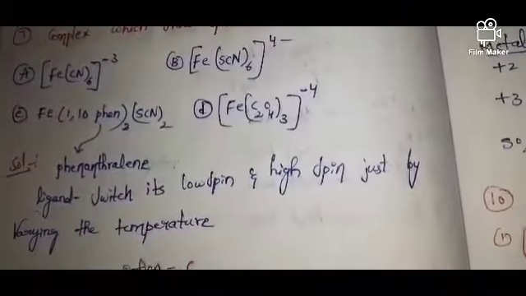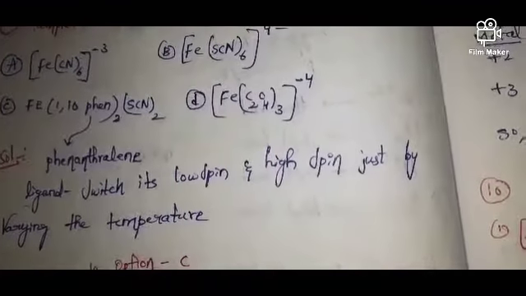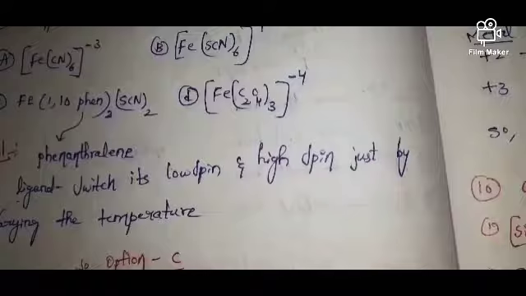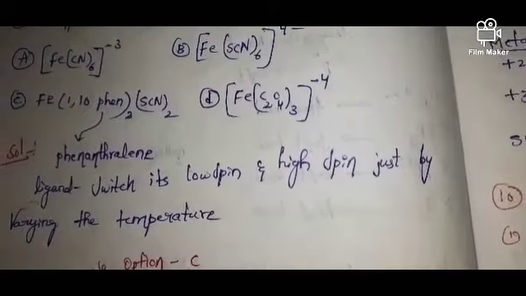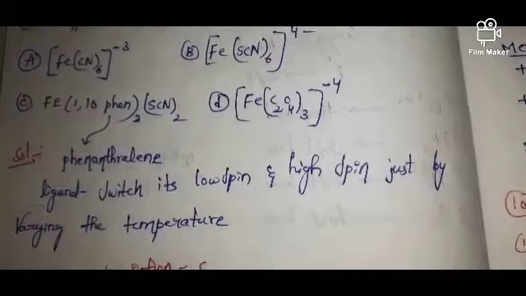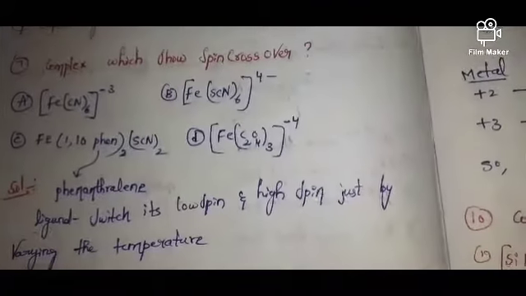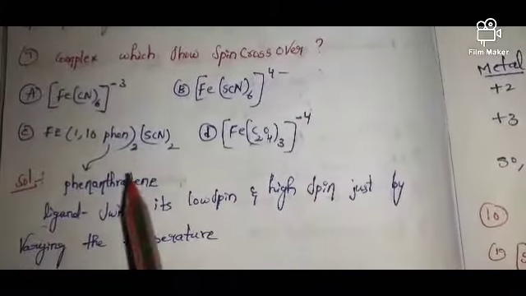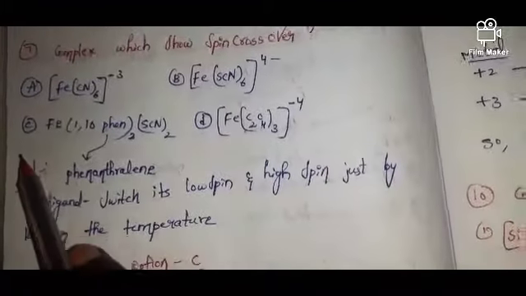So based on the temperature, the switching can occur between low spin and high spin. So the spin crossover is present in this one. So our option is C.